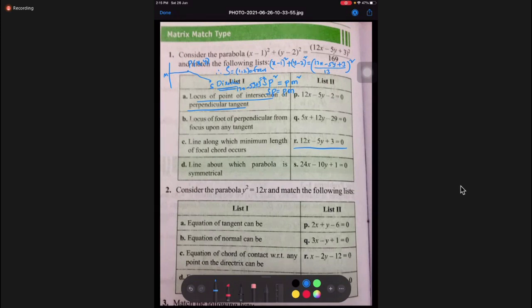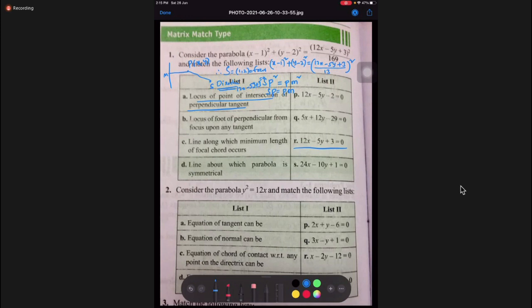No, parallel to the directrix, but understand, students? For the focus, you take the line parallel to the directrix, 12x minus 5y plus lambda equal to 0. In that you substitute the focus, and you will get the answer. Got it, students, all of you? Yes, sir. Next, the line about which the parabola is symmetrical.